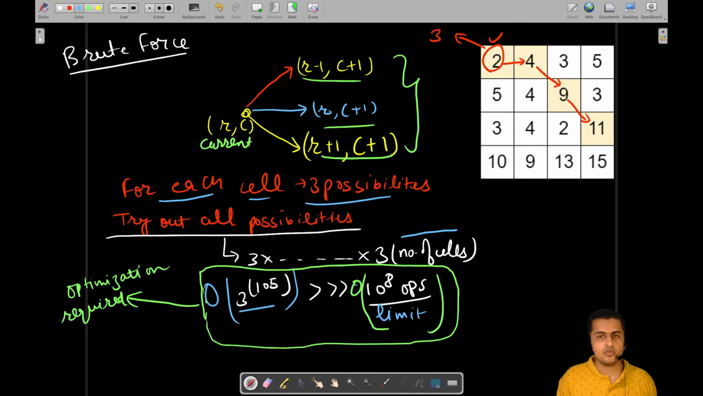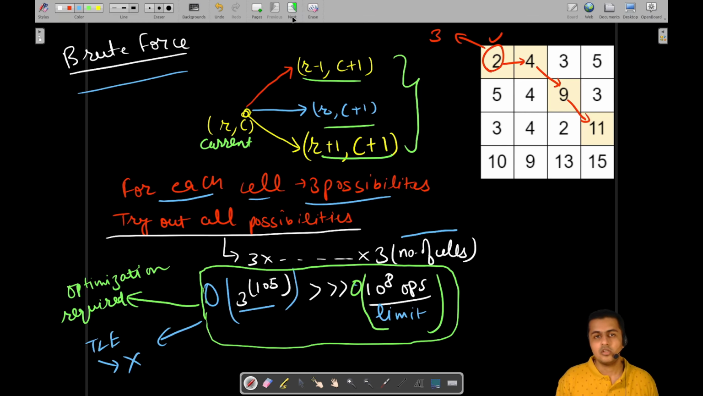If the number of operations required by your solution exceeds that limit, or even reaches equal to it, then you may get a TLE, which is basically time limit exceeded, and your solution will not be getting accepted. So you need to do optimization in the brute force approach that you are taking.